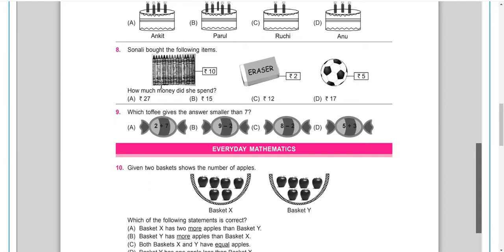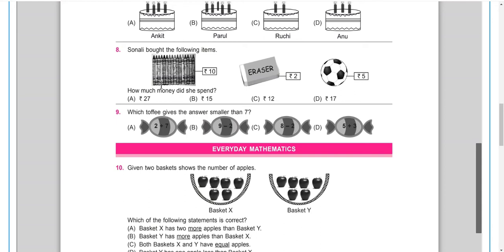How? Wait, let me tell the question. So, 10 plus 2 plus 5. Let me see. 10 plus 2 is 12. First it'll be 12. Then 12 plus 5, how much? Then I'll add 13, 14, 15, 16 and 17. So 17 is the answer.